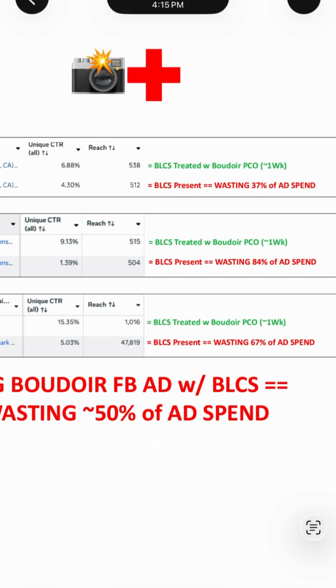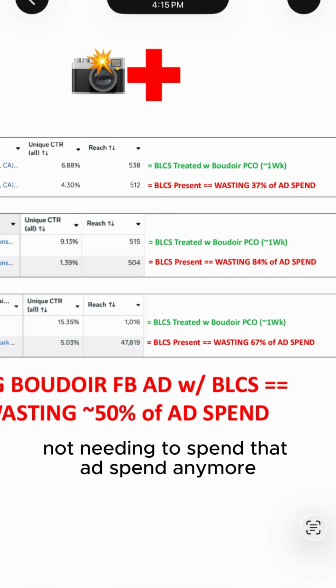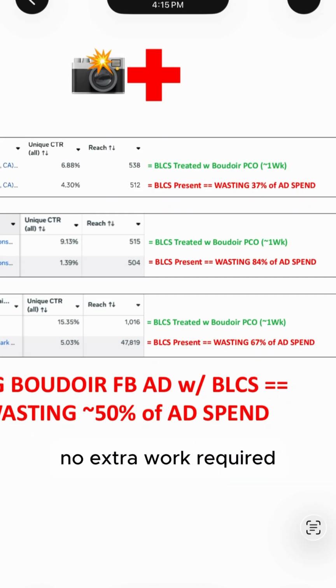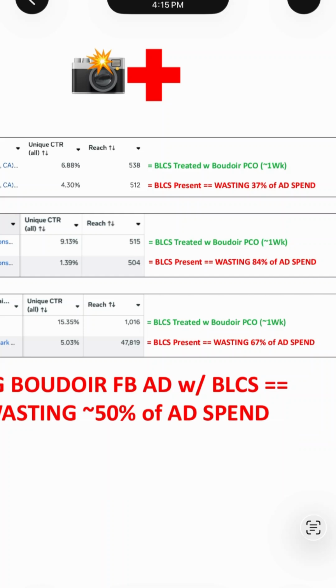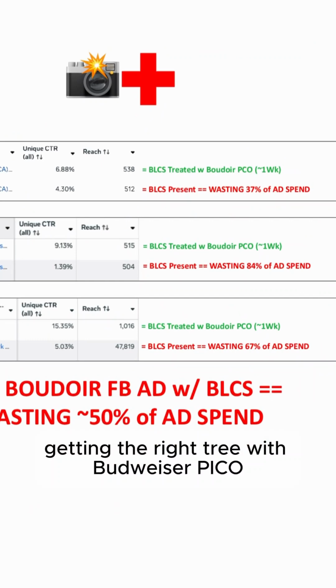So they simply pocket that $8,400 a month, not needing to spend that ad spend anymore, as a phantom bonus back in their pocket. No extra work required, and that's like a 100 grand bonus at the end of the year by simply getting their ad treated with Boudoir Pico.